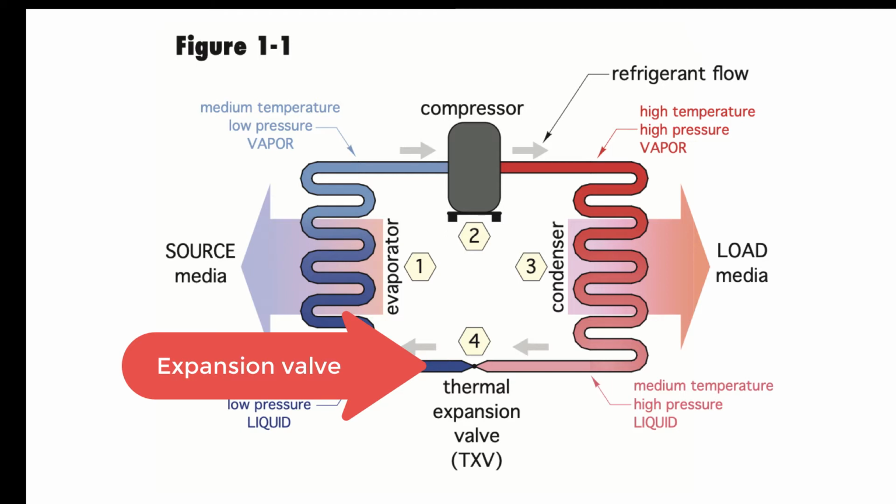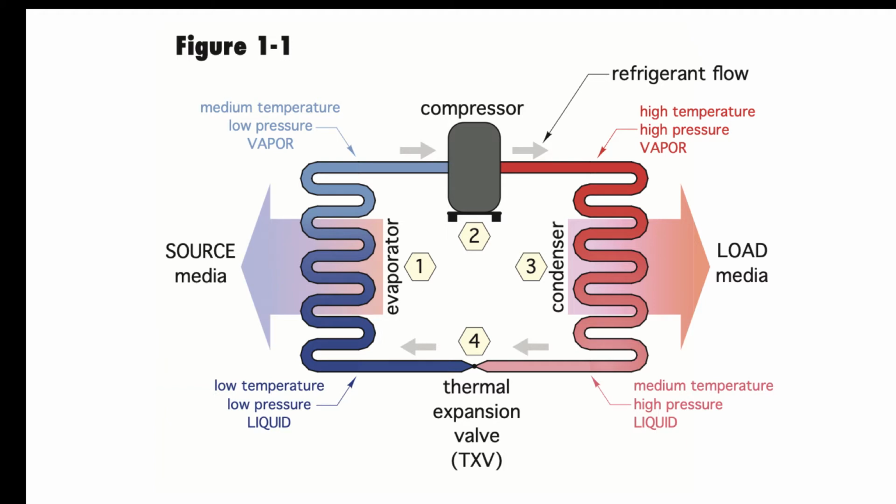Once the medium temperature, high pressure liquid hits the thermal expansion valve, the pressure differential causes the fluid to become extremely low temperature. At this point, the low temperature, low pressure liquid enters the evaporator. As the name implies, it's looking for heat, and once it finds heat, the fluid will evaporate and become a vapor again.